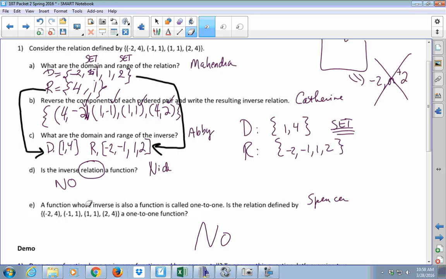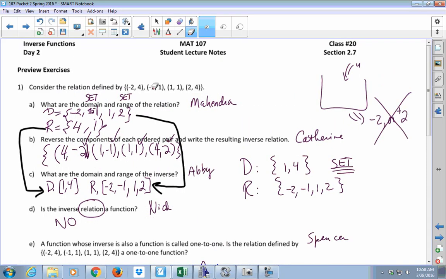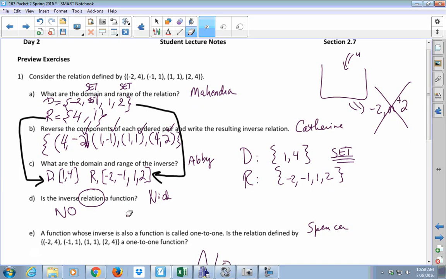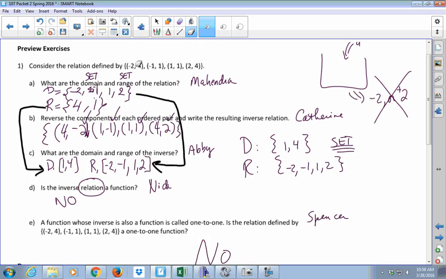And therefore, let's take a look at E. A function whose inverse is also a function. So here's a function. Right here, we started off with this function. Its inverse wasn't a function. So now we're going to see why. A function whose inverse is also a function is called one-to-one. So this function that is defined right here, this is not one-to-one.